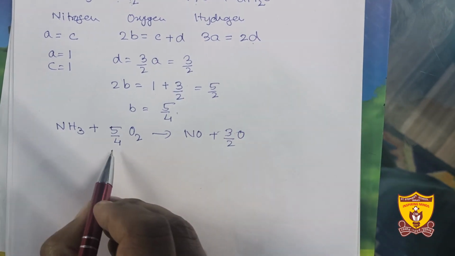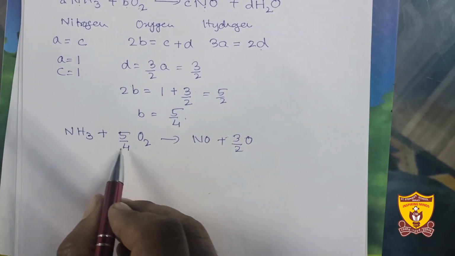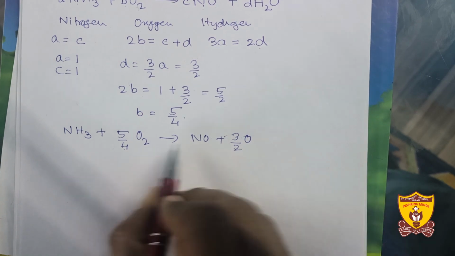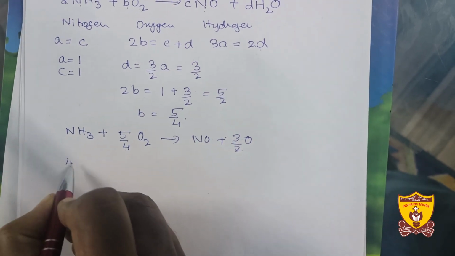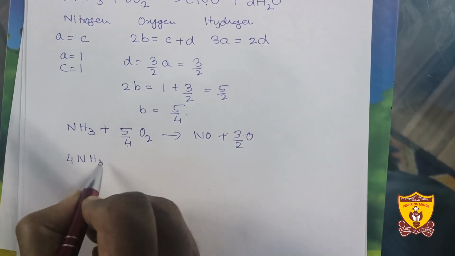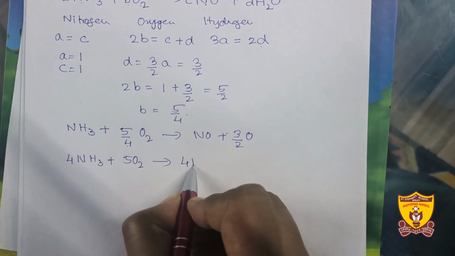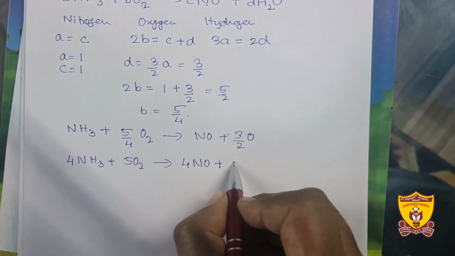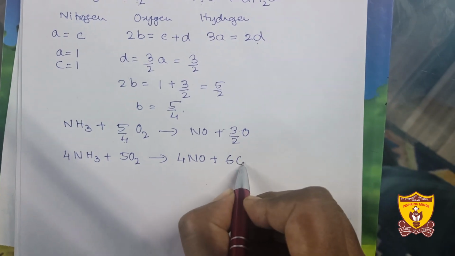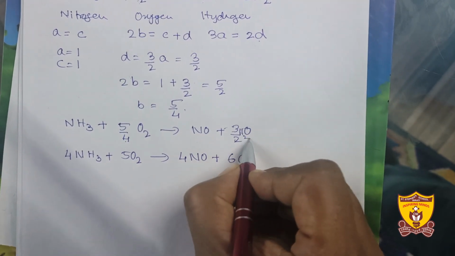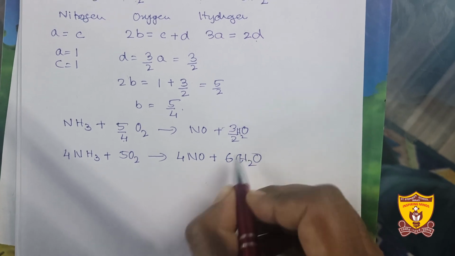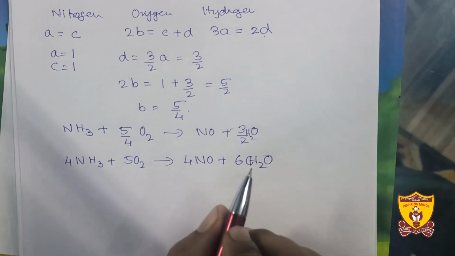Now we find in the fractions the 4 and 2, LCM is 4. So I multiply the whole equation by 4. So 4NH3 plus 5O2 is 4NO plus 6H2O. The equation is perfectly balanced.